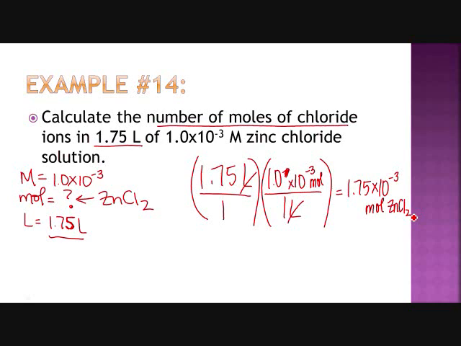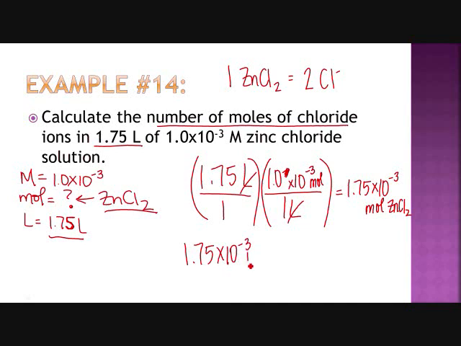I know my CV's okay, but this isn't the answer. We need to have moles of just the chloride. So, thinking back to what we did in example 13, how many chloride ions are there present in the full compound? 2. Because for every 1 zinc chloride, we have 2 chloride ions because of the 2 there.